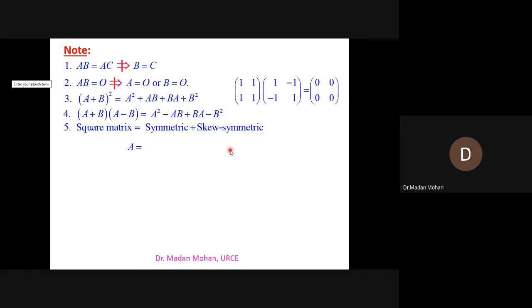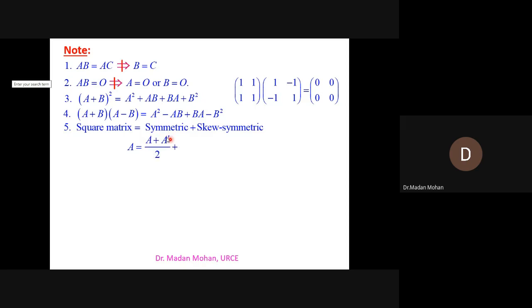Now here, a square matrix is given, and you are asked to write it as a sum of two matrices, but the first one should be a symmetric matrix. When do you say a matrix is symmetric? When A transpose equals A. Very good. When do you say a matrix is skew symmetric? A transpose equals minus A. Now, I need this A as a sum of two matrices in which the first one should be symmetric and the second one should be skew symmetric. Observe.